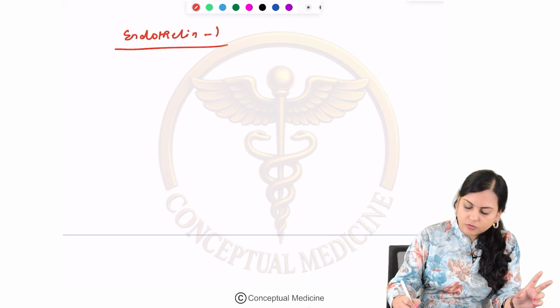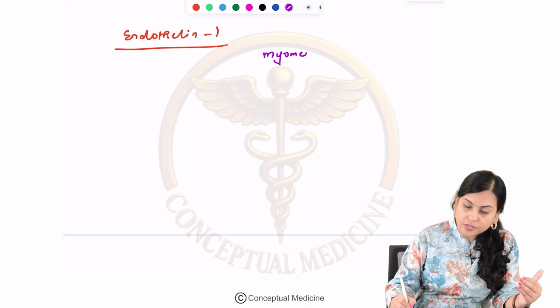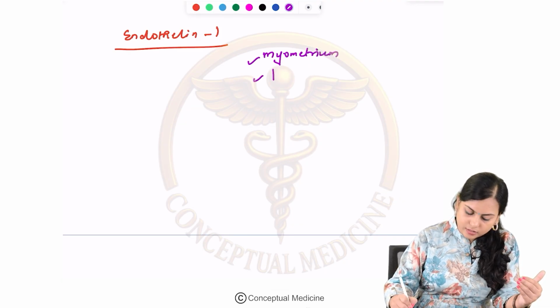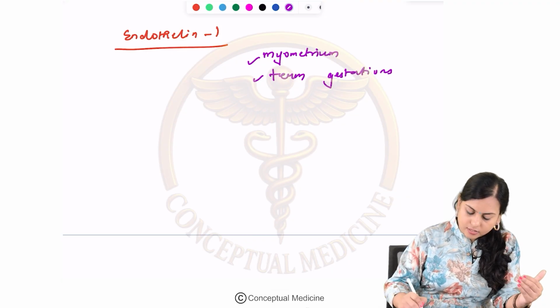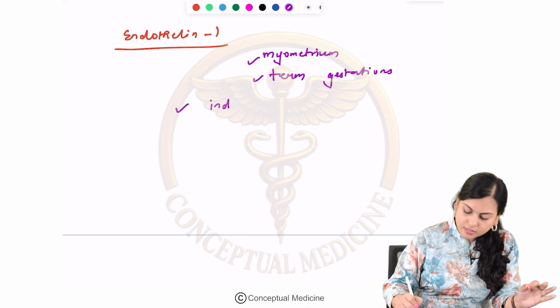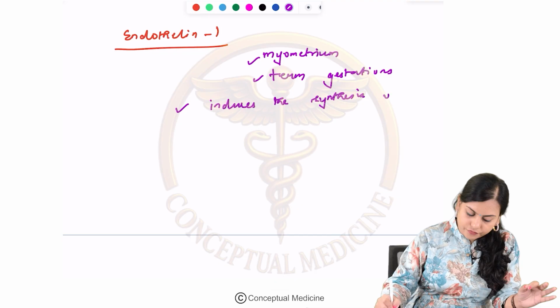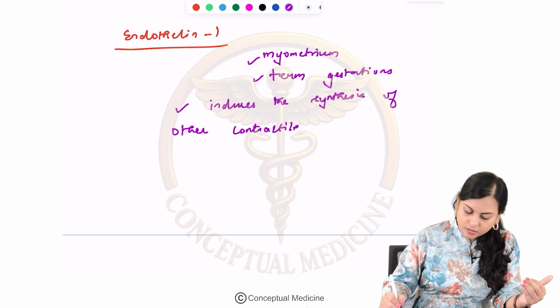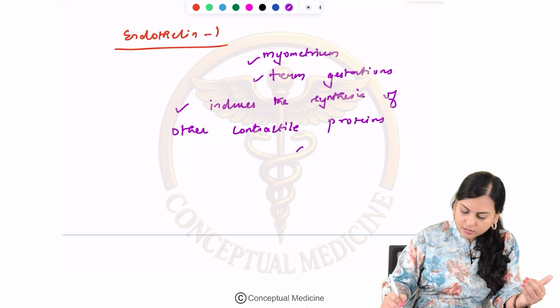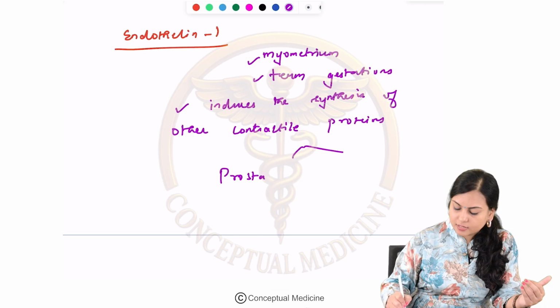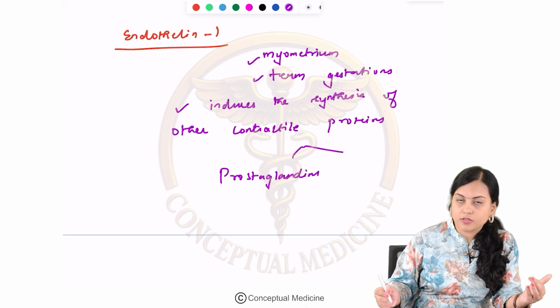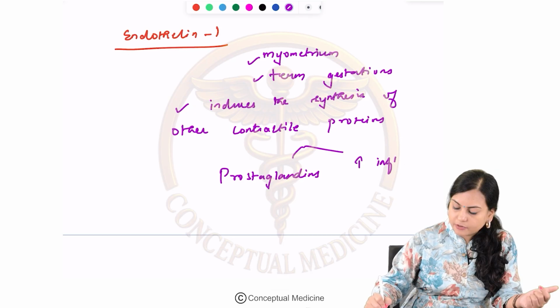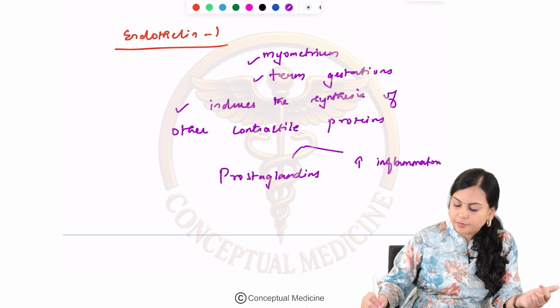Yes. And two more things about endothelin. One, this is produced in the myometrium in term gestations, then it induces the synthesis of other contractile proteins also, like prostaglandins, and it also increases the inflammatory mediators.